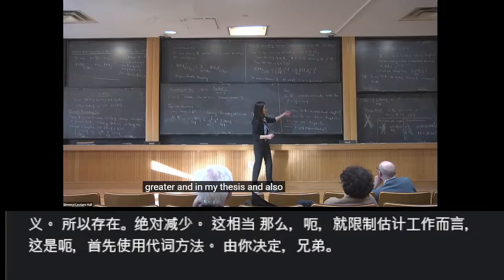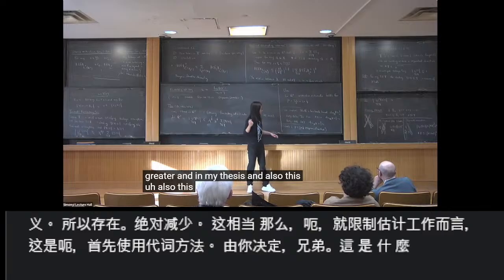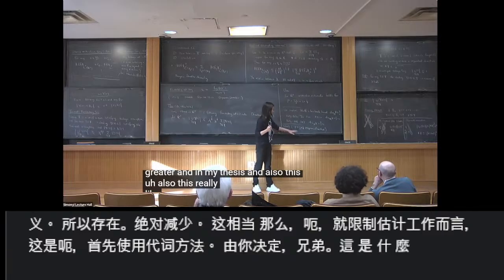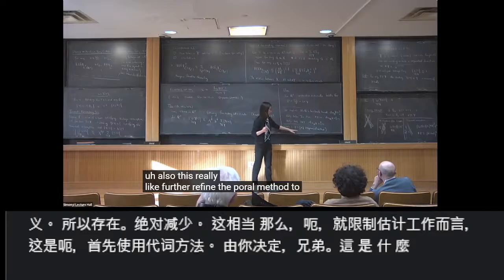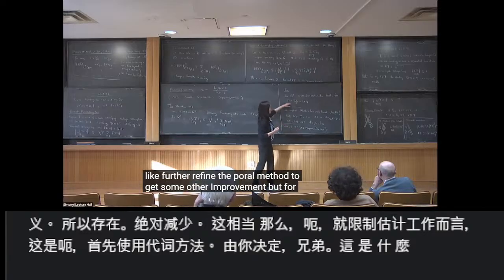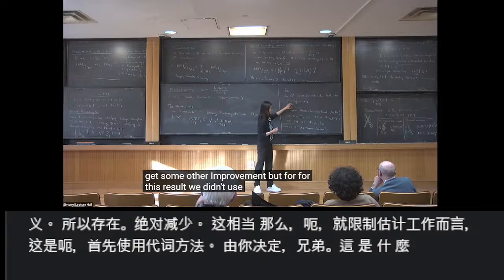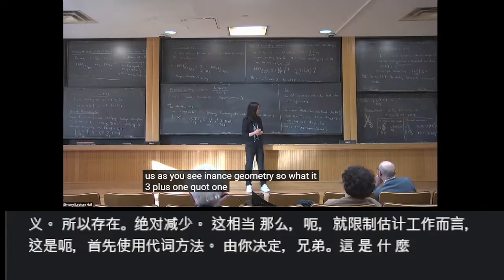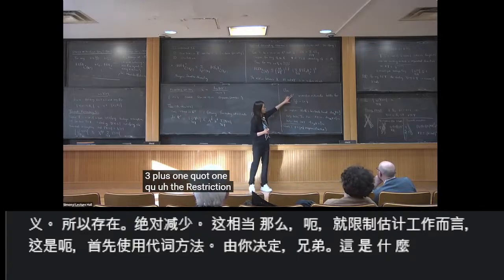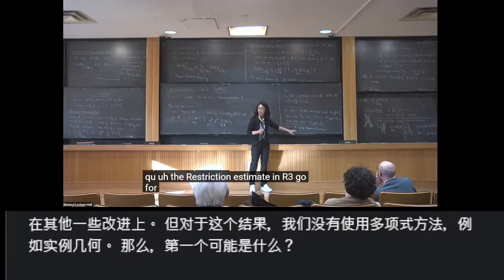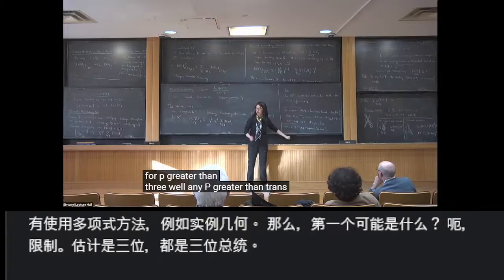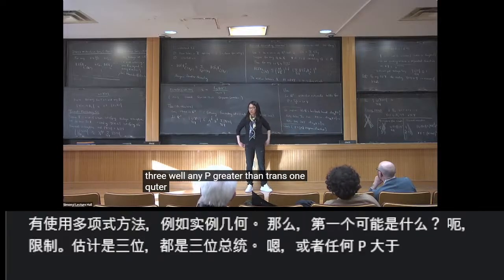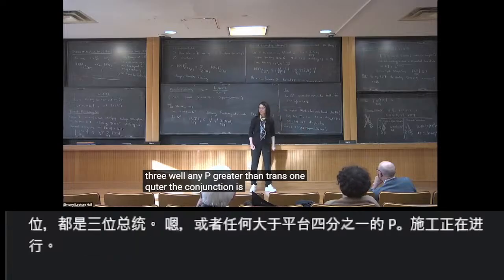In my thesis and also with Shukun, we further refine the polynomial method to get some other improvement. But for this result, we didn't use the polynomial method. We use, as you see, decoupling and incidence geometry. So what is 3 plus 1/4? The restriction estimate in R3 goes for any p greater than 3 plus 1/4. The conjecture is 3.